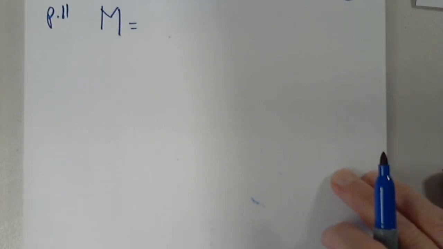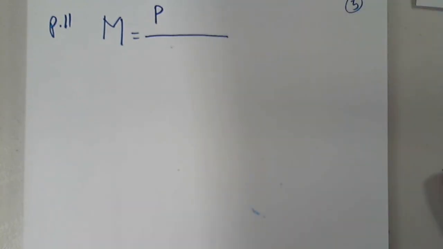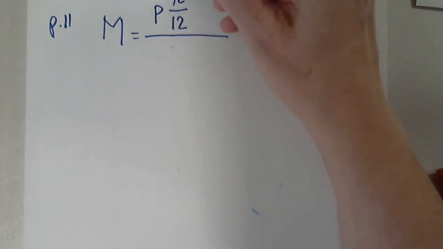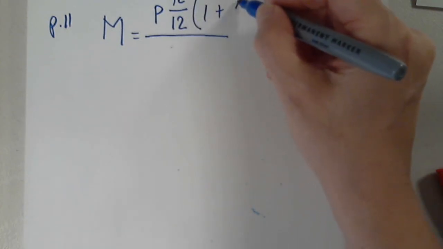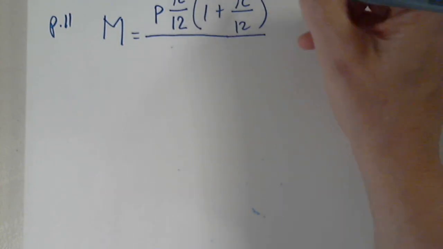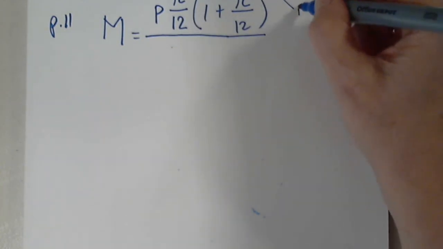I think I'm on page 5. Yes, I'm on page 5. Here it is. You find it on page 11. And it is the monthly payment, M, equals the principal, what we wanted to borrow, times r divided by 12, r being the interest rate, divided by parentheses, 1 plus r divided by 12 again, raised to n, which is in months. So n is in months.